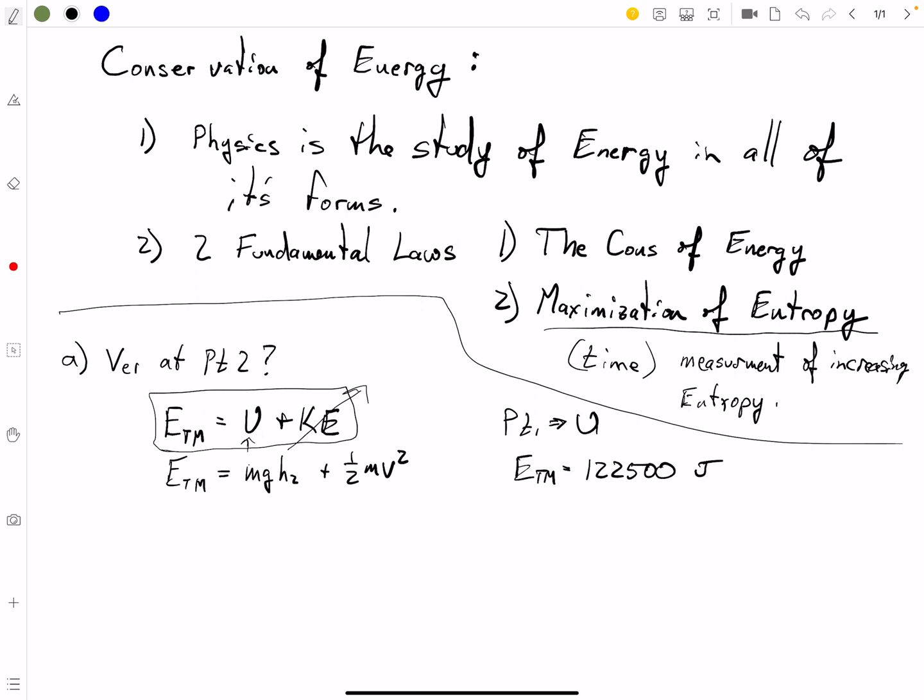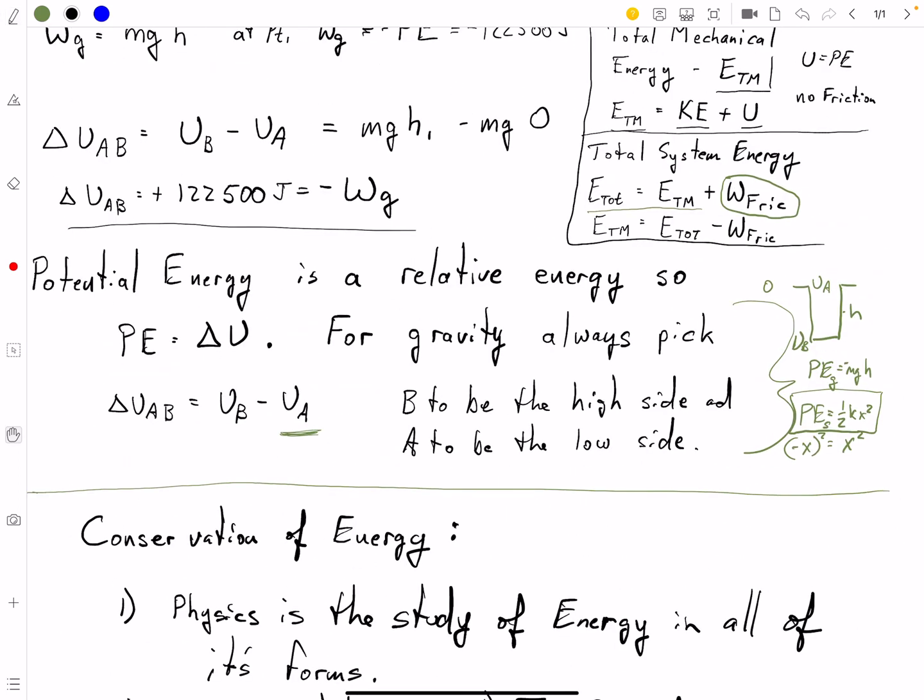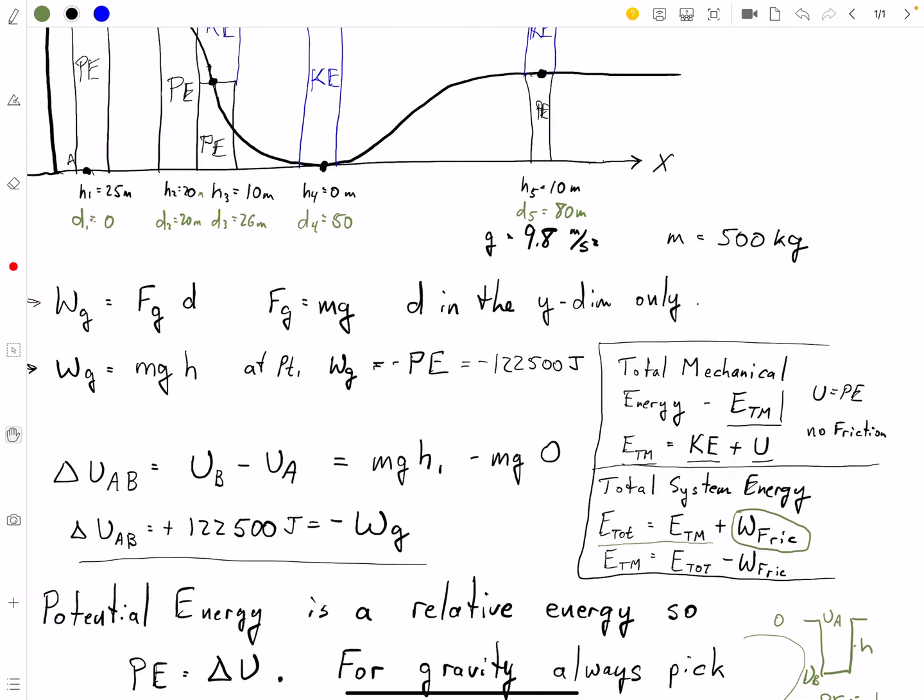Okay, so now we know that. We can also figure out what our potential energy is at point 2. So we want U at point 2. Not hard. Let's go back up. We've got all of our data here.